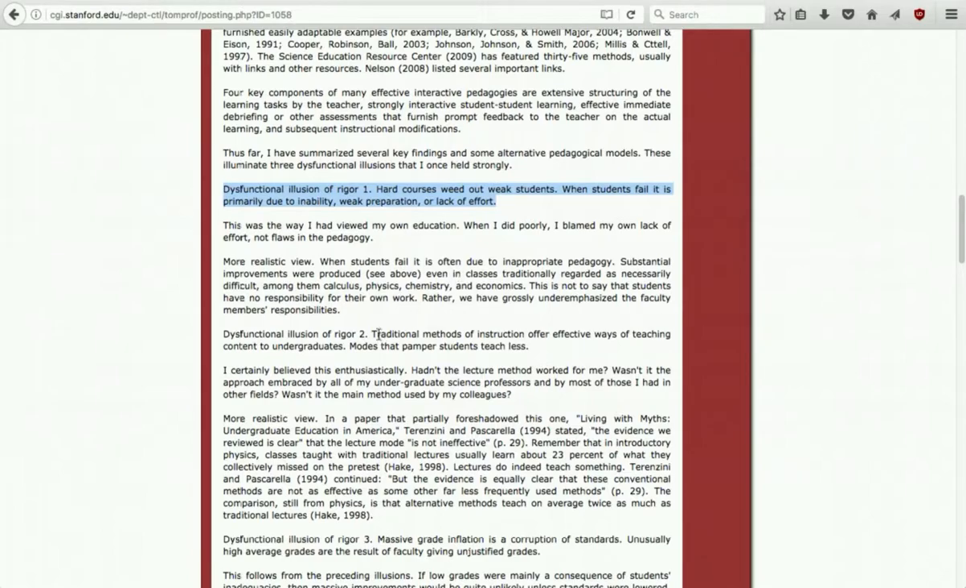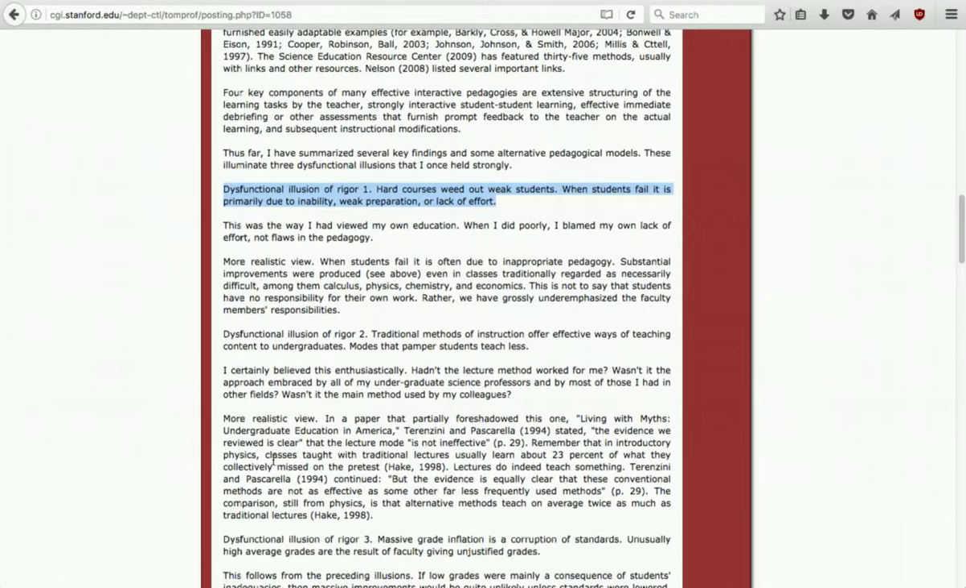Yes, they can. The second illusion of rigor is that traditional methods of instruction offer effective ways of teaching content to undergraduates, and that modes that pamper students teach less. That's the illusion. A more realistic view is that there are papers that talk about it. Living with myths, undergraduate education in America. The evidence reviewed is clear that the lecture model is not ineffective.